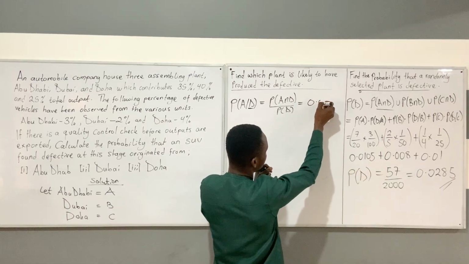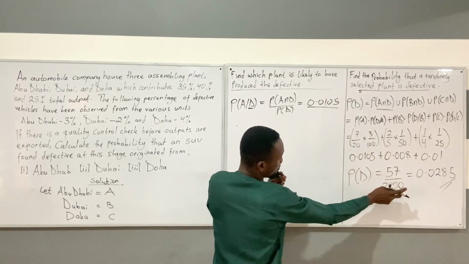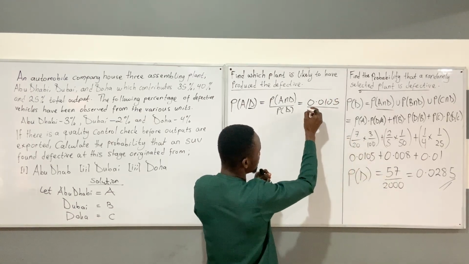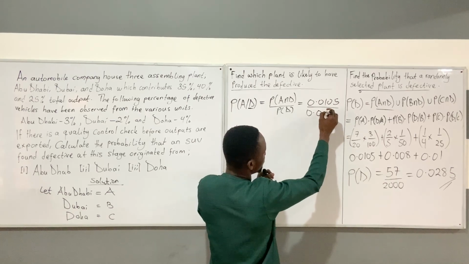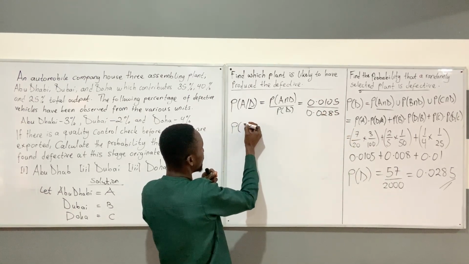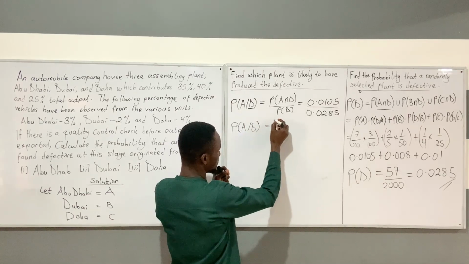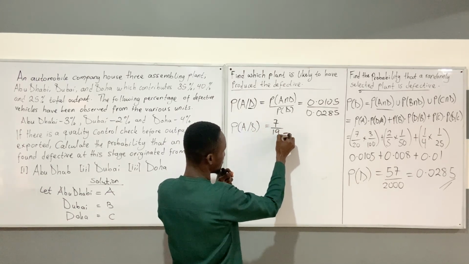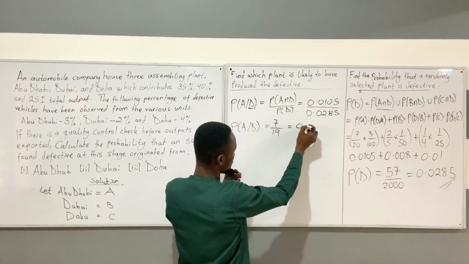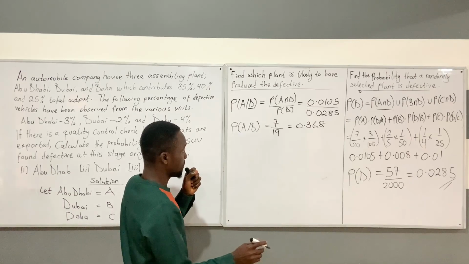So we just substitute that value. We have 0.0105. You divide this by the probability of D, which is 0.0285. So the probability of A as D has occurred is giving us 7 out of 19, which is the same as 0.368. Let us find for plant B.